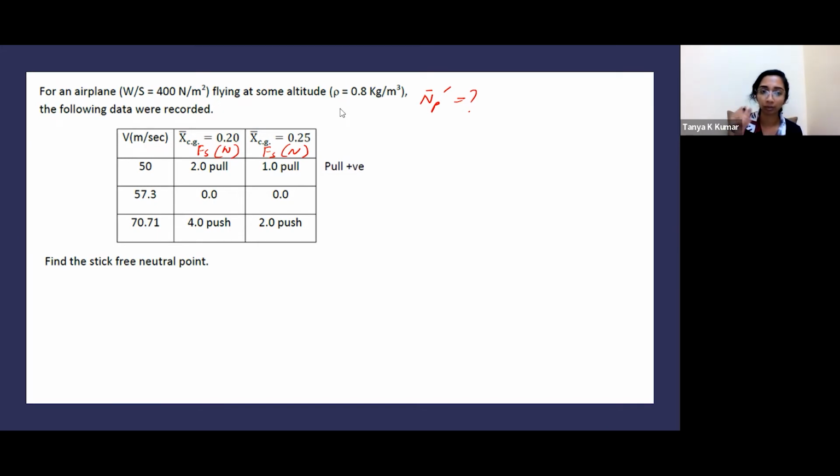What we do is, we make a table. We find out Q values, okay? Q is what? Dynamic pressure. So we'll make another table here. You have velocity, find out Q, and you have Fs1. Next term would be Fs1 by Q. Next term would be Fs2. Then Fs2 by Q. And you need CL, okay? And each of those have three values.